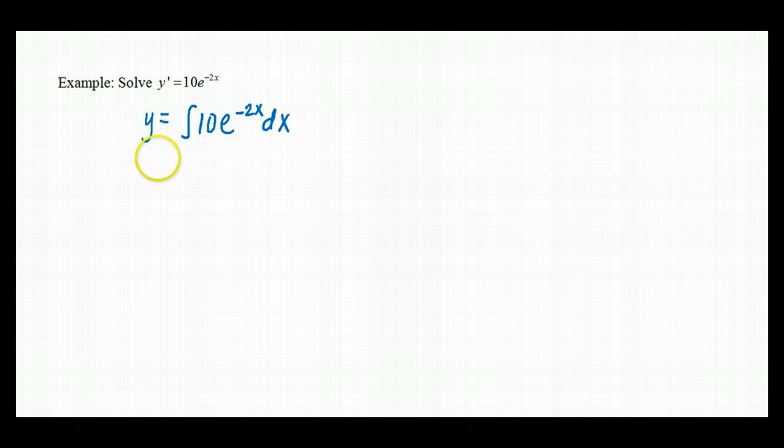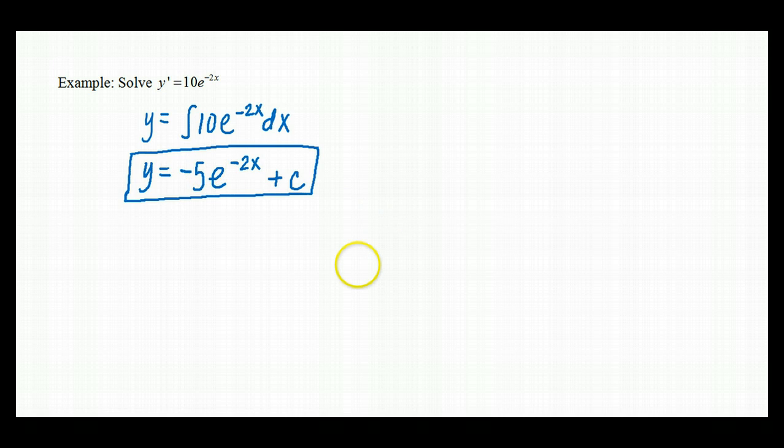So this antiderivative on the right, y is going to equal, well, e to the negative 2x will stay e to the negative 2x, but we will end up with a negative 1 over 2 from this negative 2 up here. So negative 1/2 times this constant 10 will give us negative 5 in front of e to the negative 2x. So negative 5 e to the negative 2x plus our generic constant c is the solution to our differential equation. Since there's no initial condition, we just stop at this point and say that this is the general solution.